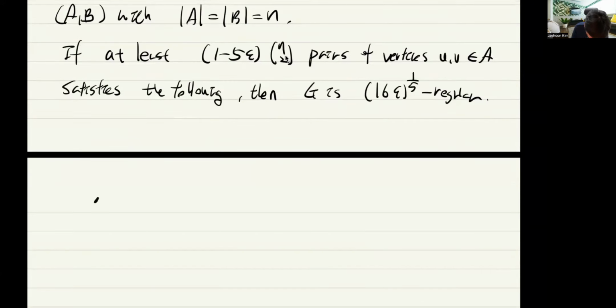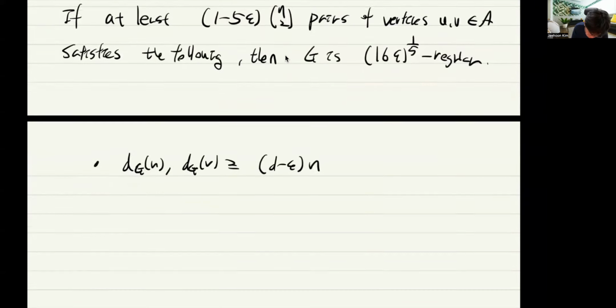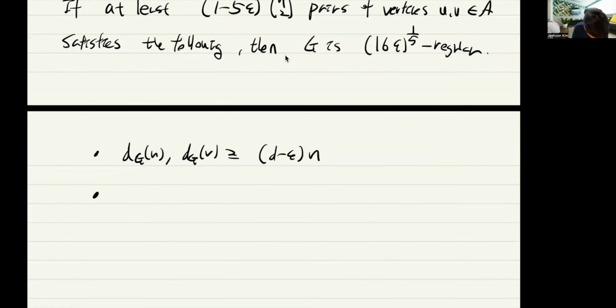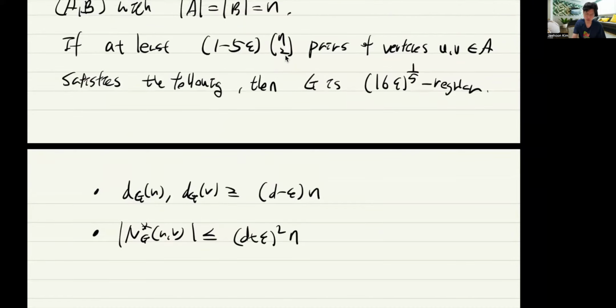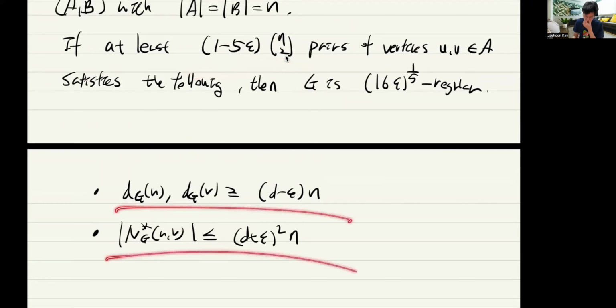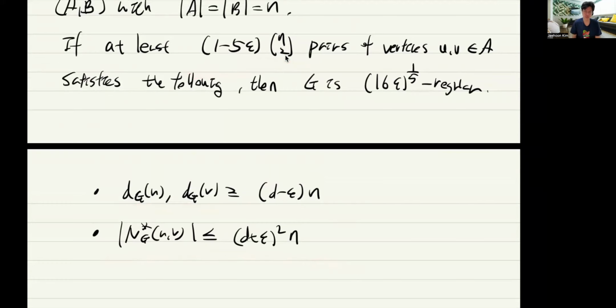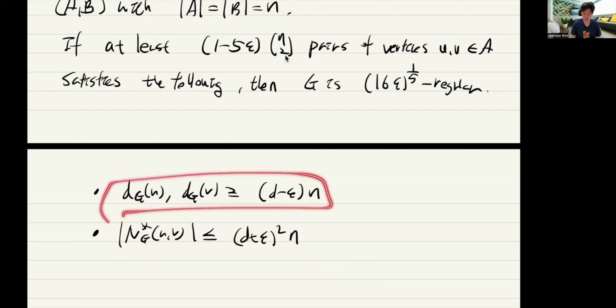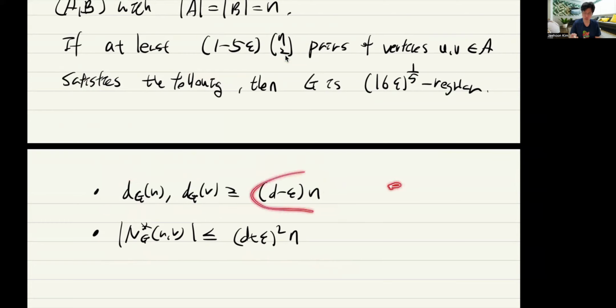So what are these two conditions? That the degrees are large and their common neighborhood size is not large. So for most of the pairs, if these two conditions are satisfied, I mean, the first condition only says that most of the vertices have the correct degree.